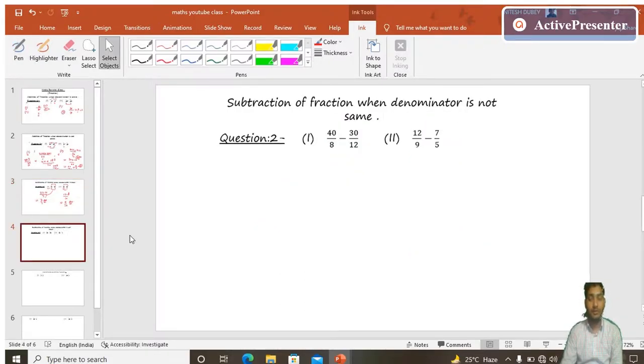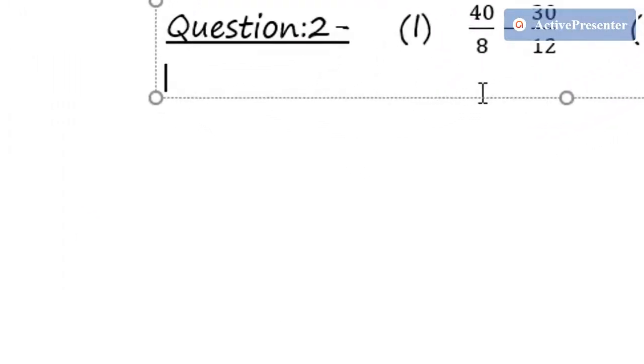Now this is the second type of subtraction, when we are subtracting fractions when the denominator is not the same. Now once again you will have to take the LCM. Okay, so now we are taking the LCM of 8 and 12. I hope you can easily get this value. This would be 24. Okay, now take the LCM, 24.